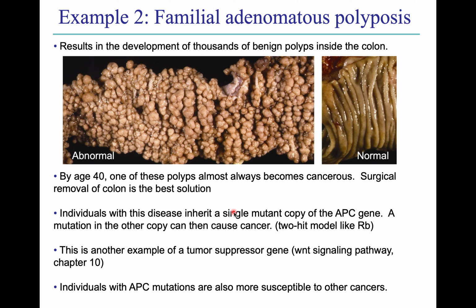And if you inherit one mutated copy of the APC gene, this is what your colon looks like on the left. It's basically covered with benign tumors, polyps, whereas this is what a healthy colon tissue should look like. And so if you inherited that one hit in the APC gene, it's almost guaranteed that by the time you reach age 40, at least one of those polyps is going to become cancerous. So really, the only medical solution at this point is just complete removal of the colon.